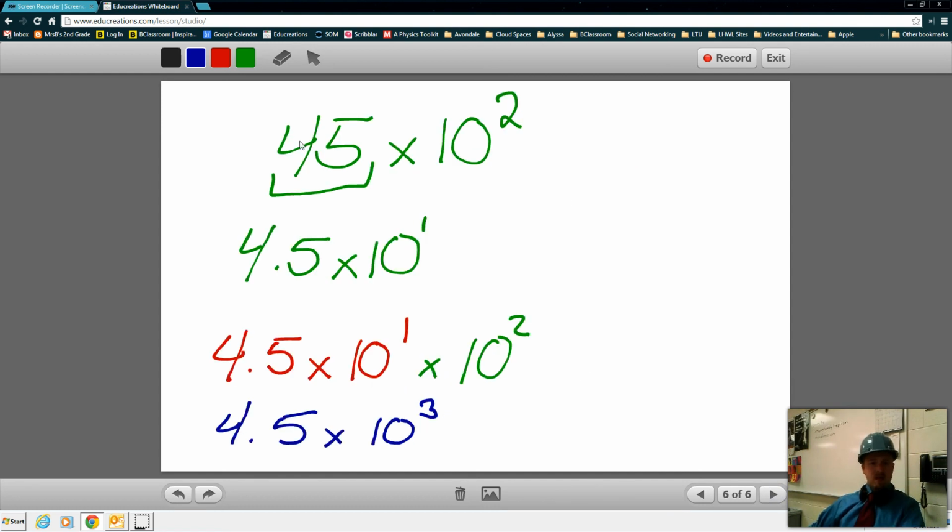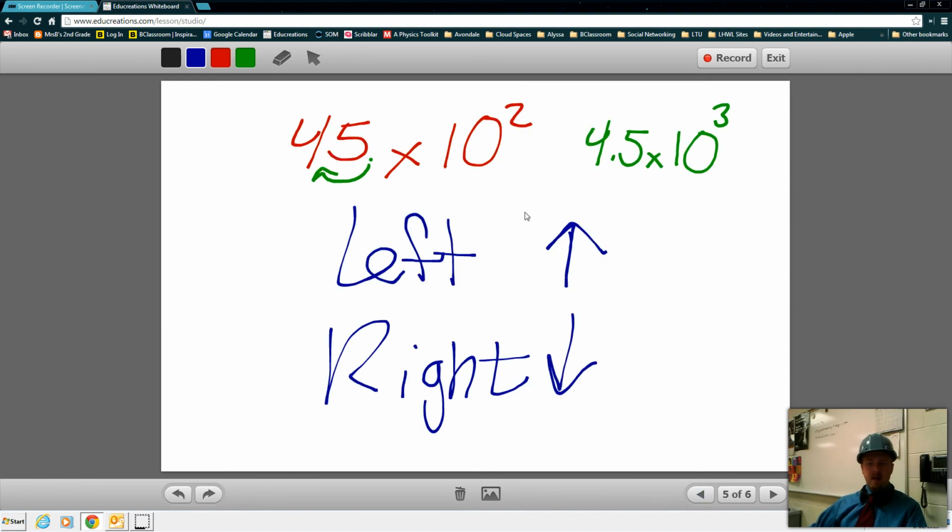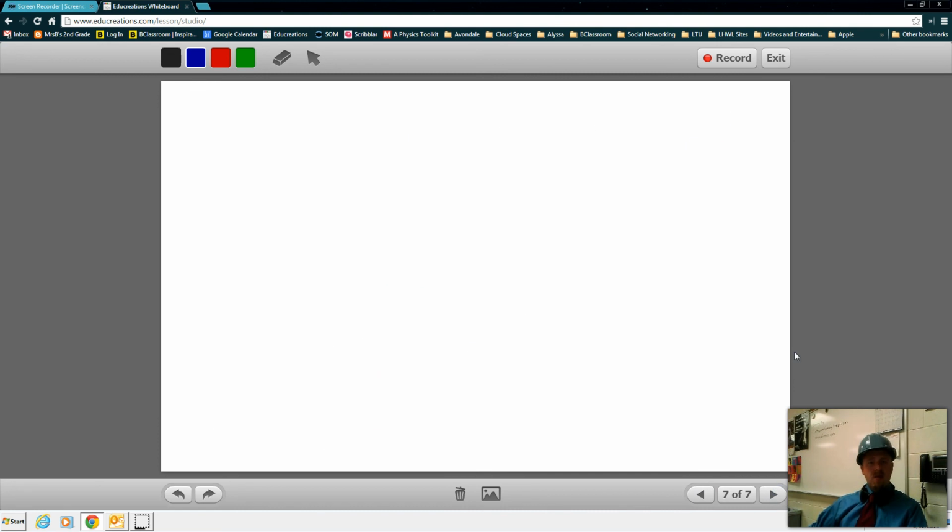Algebraically, the reason we can do this is 45 is really the same thing as 4.5 times 10 to the first. If I were to substitute that back in and then multiply by the 10 squared, because it's really just an algebraic expression, I see that I can use some exponent rules here. I have the exponents of 1 and 2, and because the bases, the tens, are the same, I can add the exponents, and they become a 3. And this 4.5 times 10 to the third is exactly what we got here by using our rules for scientific notation. Okay, so this is scientific notation.